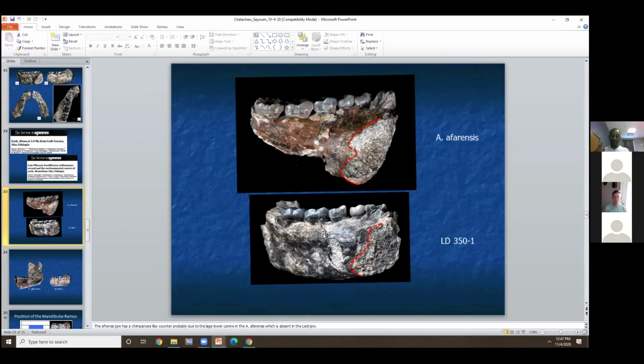but not always. So as you can see here, this is the afarensis, which is older, and this one is the Ledi-Geraru specimen. We call it LD 350-1, and you can see this highlighted. It is just a contour which looks more chimpanzee-like in Australopithecus afarensis, but in our jaw it is more Homo-like, like a later Homo specimen.